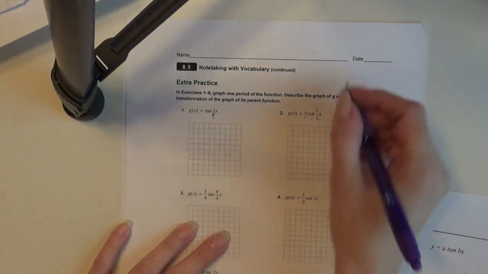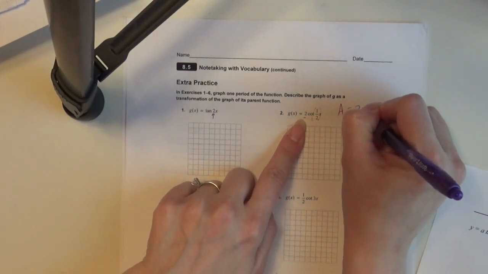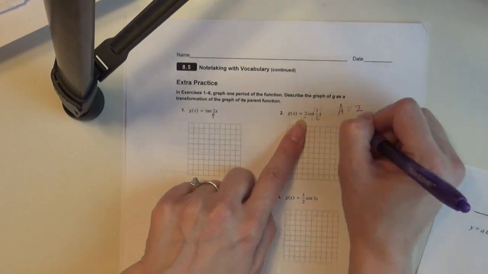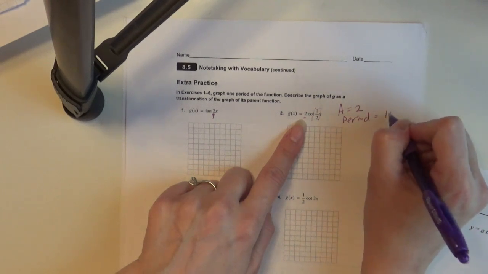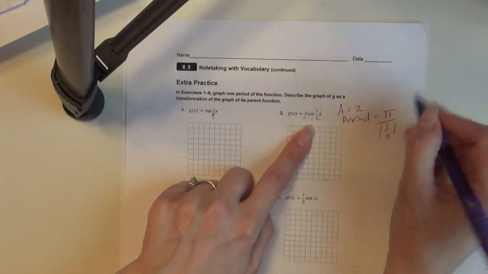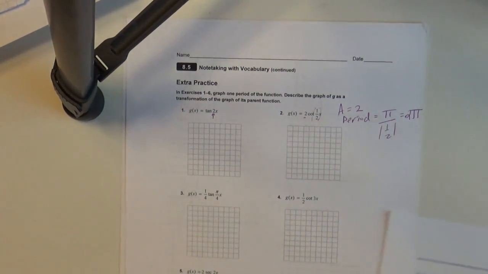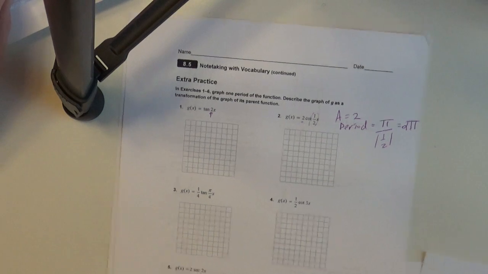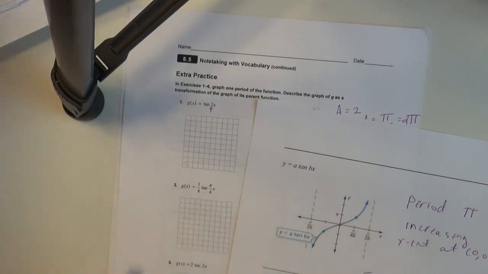So let's start with the amplitude. Amplitude is going to be 2 because of that number. And the period is pi over the absolute value of b. So that's the absolute value of 1/2, which ends up giving me a period of 2 pi. Alright, and then I'm going to go to my graph paper and draw that. Basically, I'm going to draw my parent function, but I'm just going to adjust the measurements to make it fit this one.